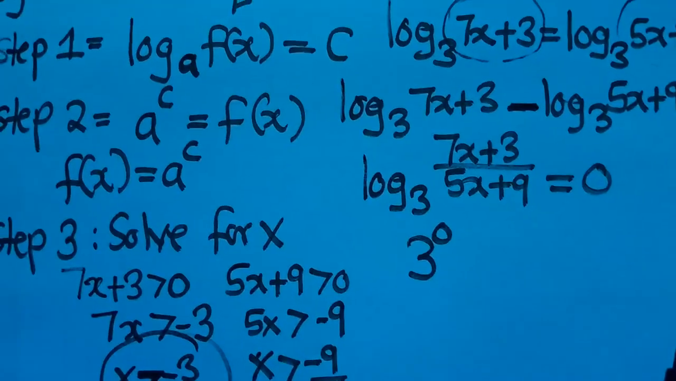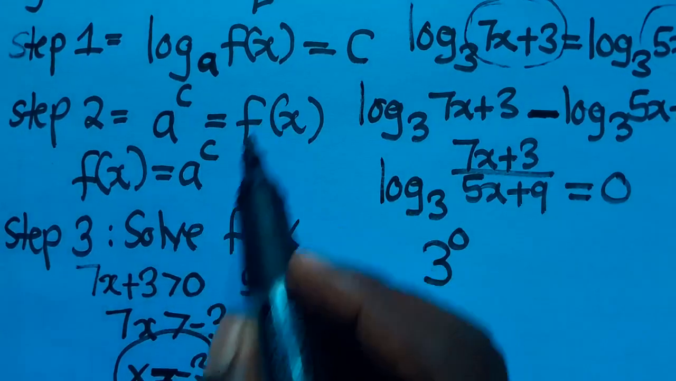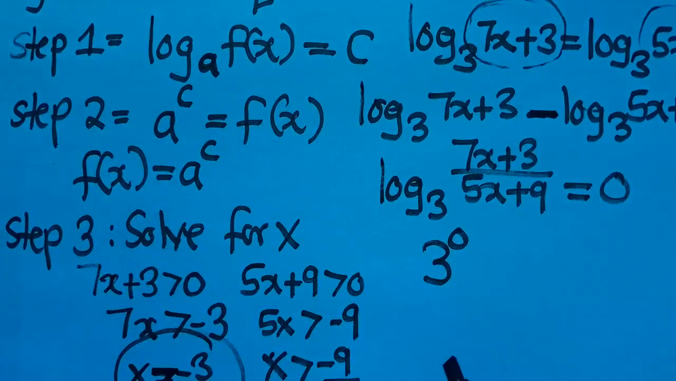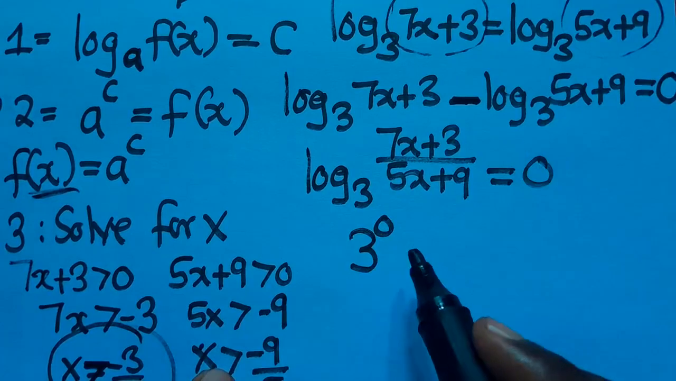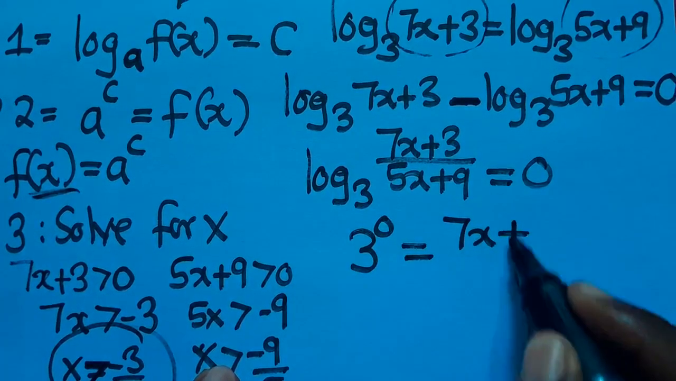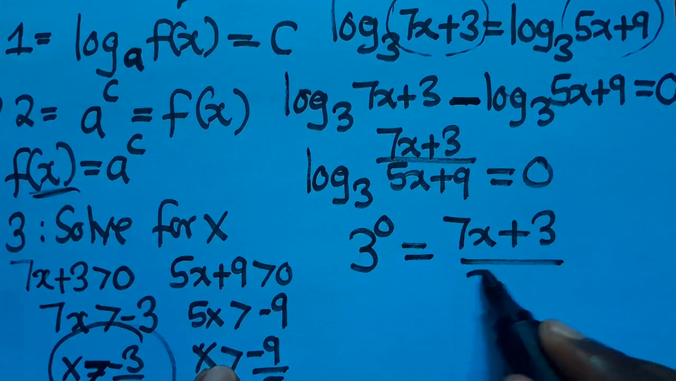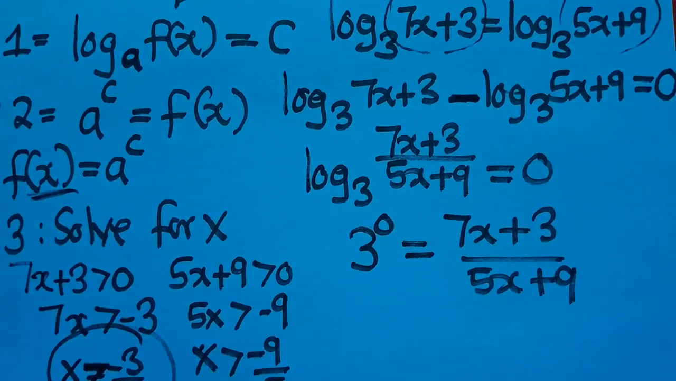Have you seen? So I'm doing step 2 where I say this one raised to the power a raised to the power c, then equal to this. So in this case, 3 raised to the power 0, which is now equal to what? That one, 7x plus 3 over 5x plus 9, like this. So this is what you need.